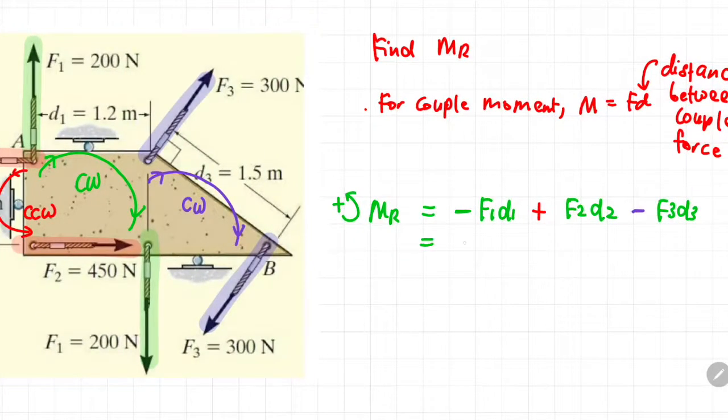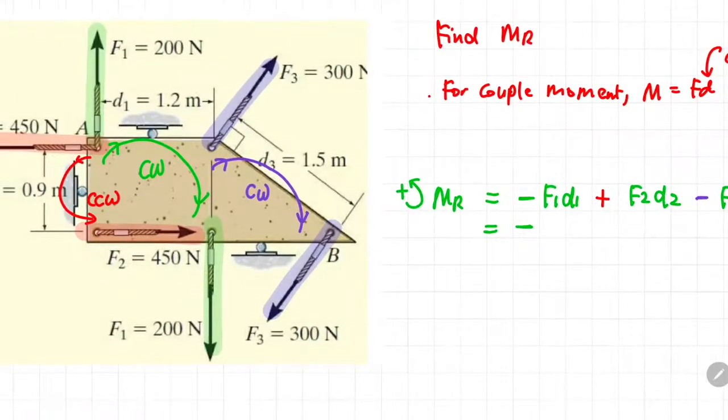Okay, sekarang simply substitute all the values into our equation. The magnitude of the couple force one is 200 Newton, so you just put 200 Newton over there. Jangan lupa negatif dekat depan tu. And the distance between the first couple force is 1.2 meter. Okay, just letak 1.2 meter.